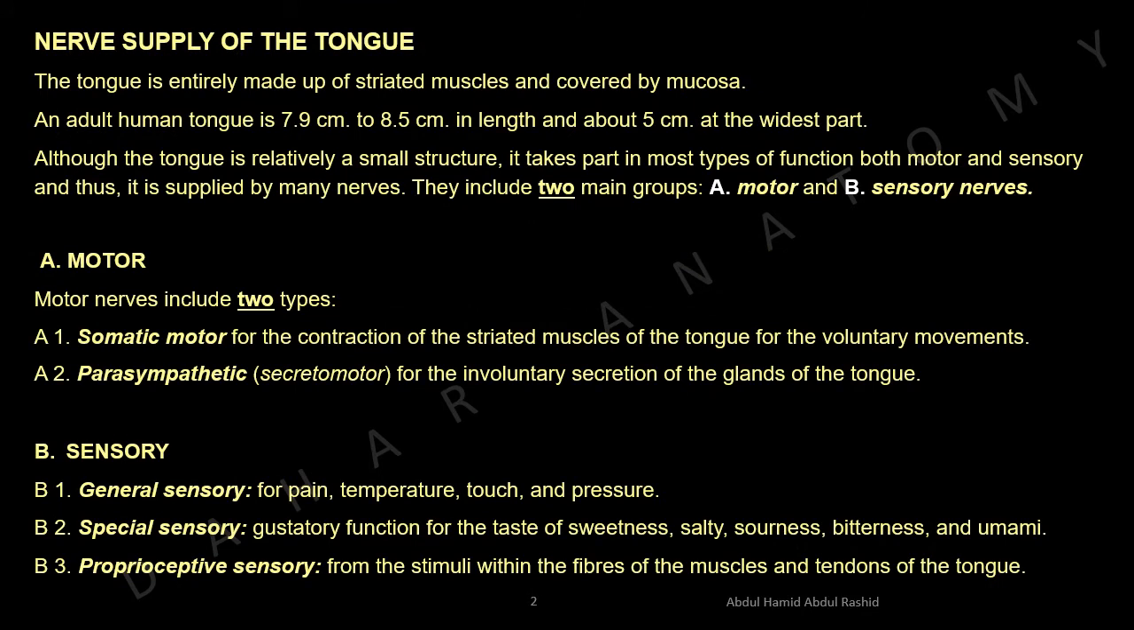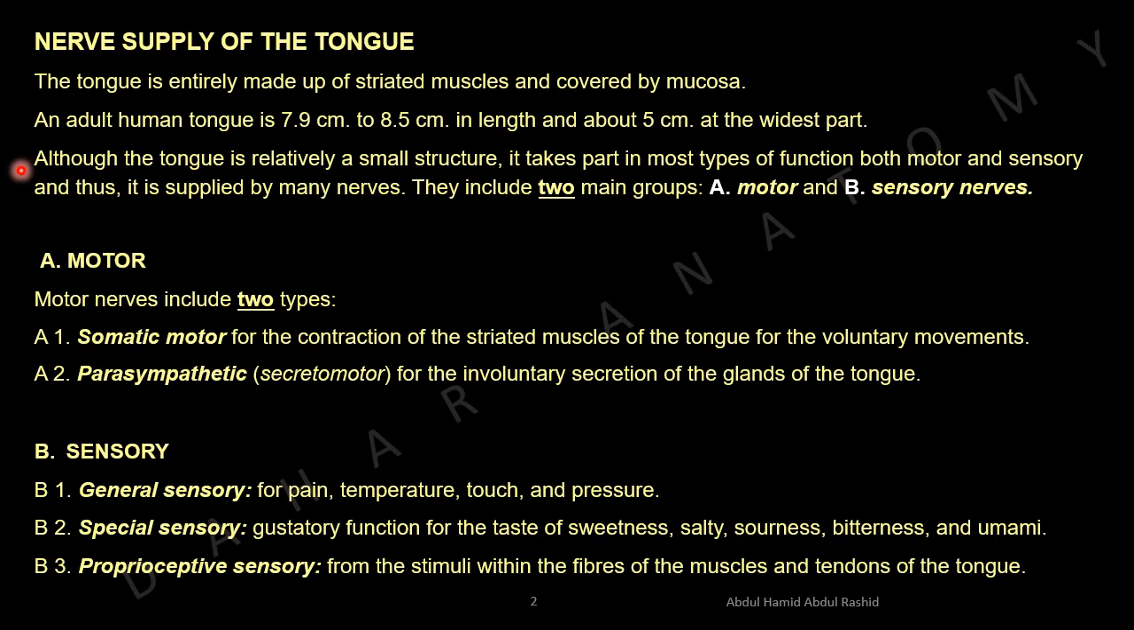Nerve supply of the tongue. The tongue is entirely made up of striated muscles and covered by mucosa. An adult human tongue is 7.9 cm to 8.5 cm in length and about 5 cm at the widest part. Although the tongue is relatively a small structure, it takes part in most types of function, both motor and sensory, and thus it is supplied by many nerves.